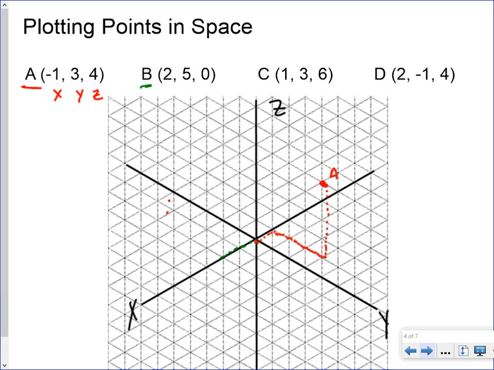My y is also positive, so I'm going to go right again. So I'm going to go right 5. 1, 2, 3, 4, 5. And since z is 0, I'm just going to plot my point right there.